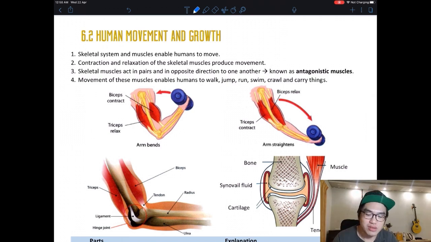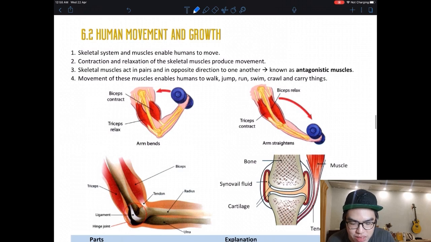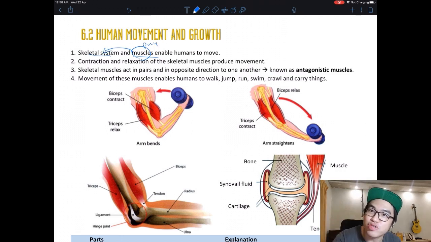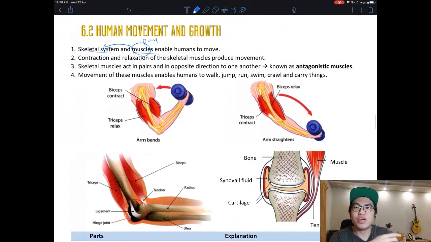All right, so muscles. The skeletal system and muscles enable humans to move. So muscle will pull your bone. Muscle cannot push, muscle can only pull. So if I want to pull my arm here, this muscle, which is my bicep, will pull. But to make my arm longer, this muscle cannot push. So I have another opposite muscle that pulls. So I will pull here. Can you see? Muscle can only pull, muscle cannot push.